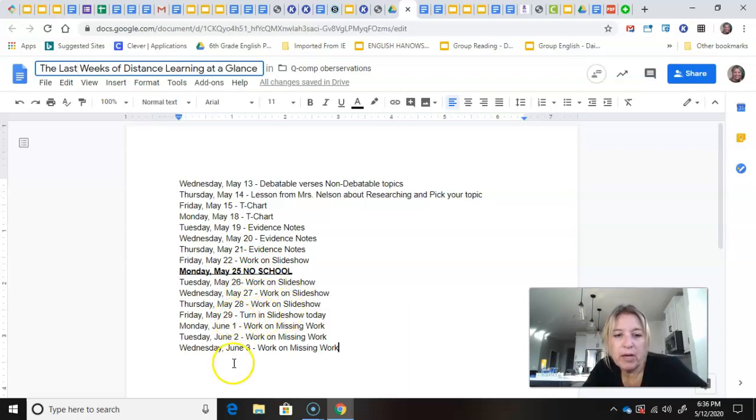That's right before Labor Day. And then there's the last 3 days of school. So that's just an outlook of the rest of the school year. It's all planned out, but again, it's very important that you keep up with these T-charts and evidence notes, because that information is going to go into your slideshow. So make sure you stay on top of your assignments.